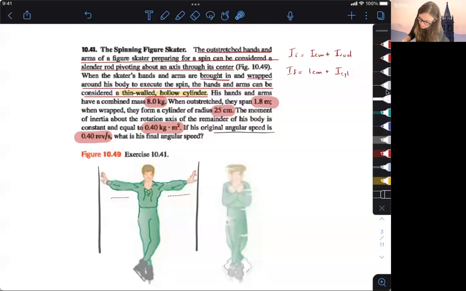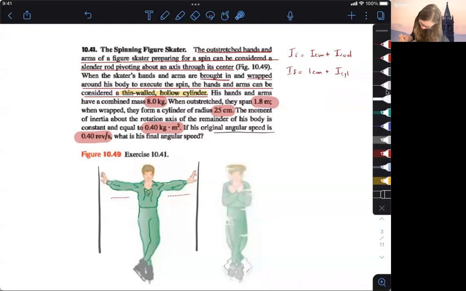And then for the final mass moment of inertia, we have the I_CM of the man, and then we add an additional I for this hollow cylinder. So we're basically considering his arms wrapped around like a cylinder, added to the shape here.